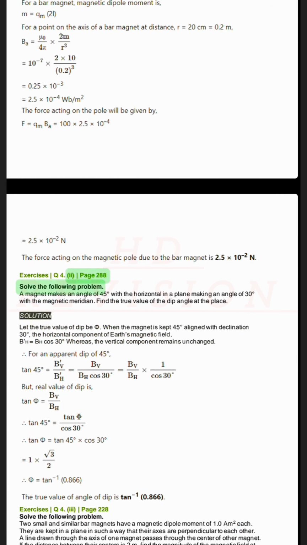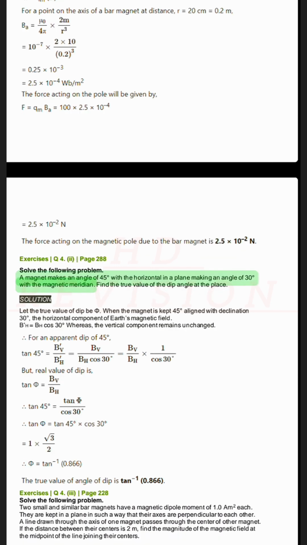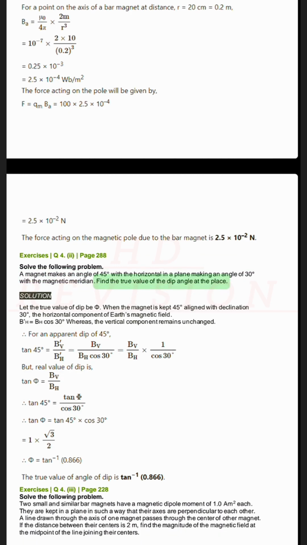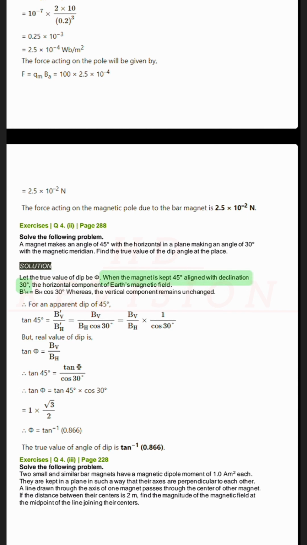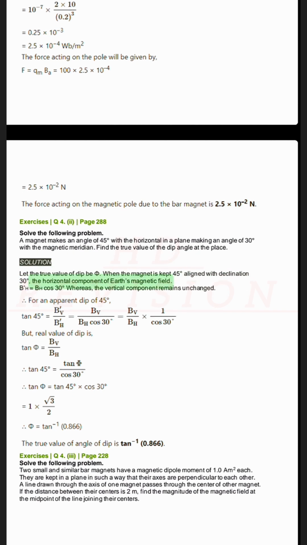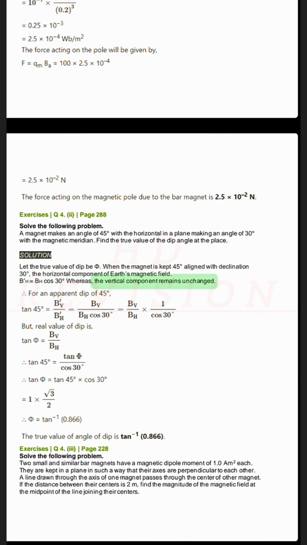Exercises, Q4, E, page 228. Solve the following problem. A magnet makes an angle of 45 degrees with the horizontal in a plane making an angle of 30 degrees with the magnetic meridian. Find the true value of the dip angle at the place. Solution. Let the true value of dip be phi. When the magnet is kept at 45 degrees with declination 30 degrees, the horizontal component of Earth's magnetic field is B equals B_H cos 30 degrees, whereas the vertical component remains unchanged.